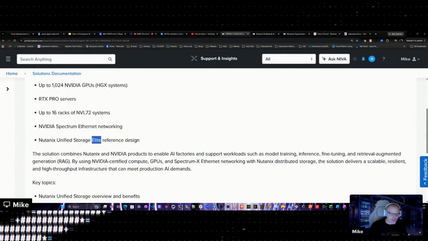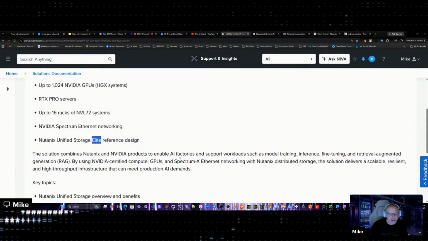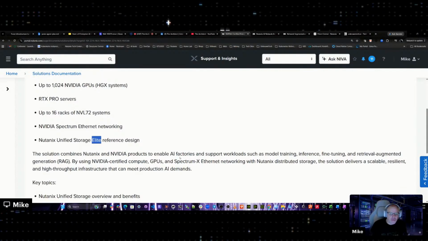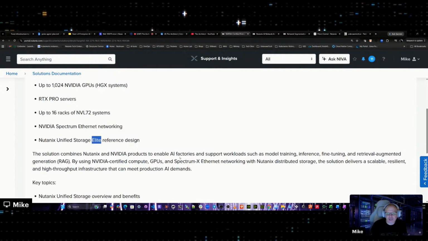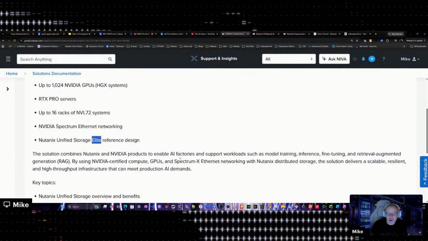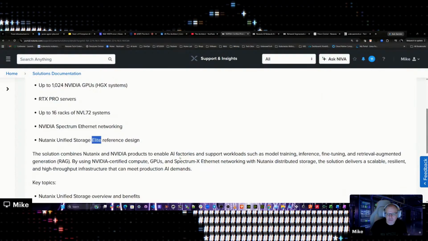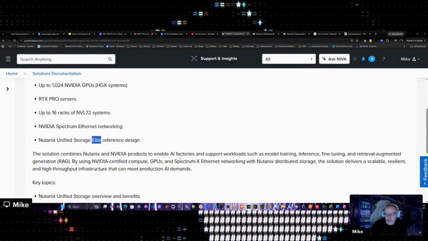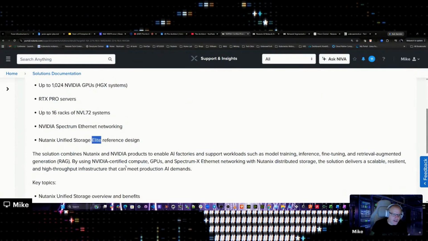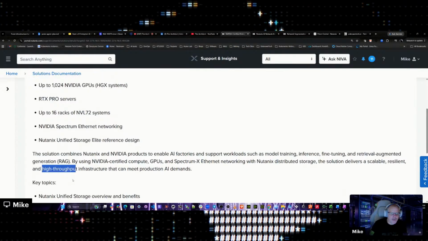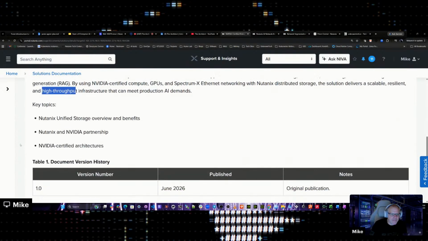So basically, the solution combines Nutanix and NVIDIA products to enable AI factories and support workloads such as model training, inference, fine-tuning, and RAG. Because it is NVIDIA certified and uses NVIDIA GPUs and Spectrum-X Ethernet networking with Nutanix distributed storage, it's scalable, resilient, and provides the high throughput that's required for AI demands.